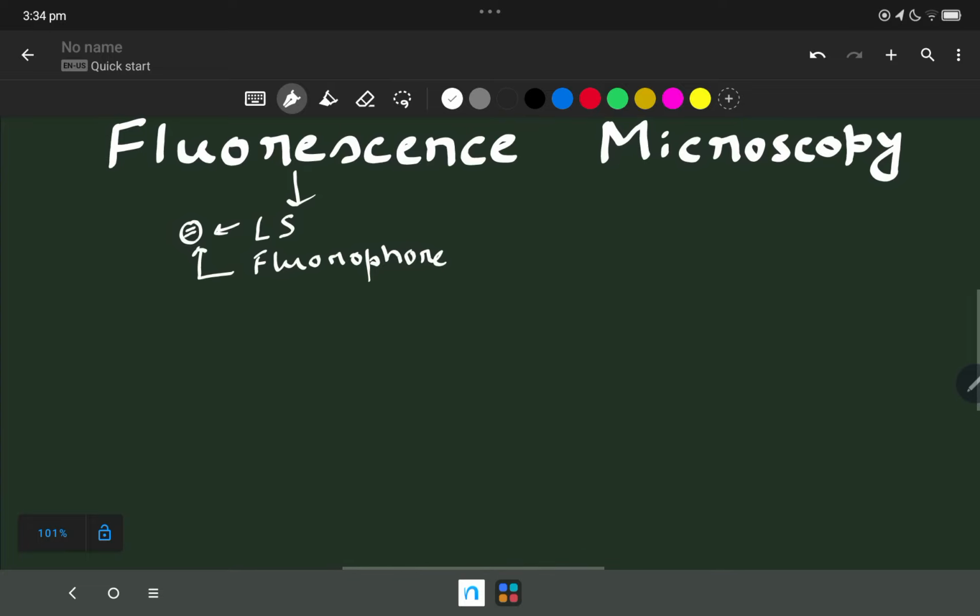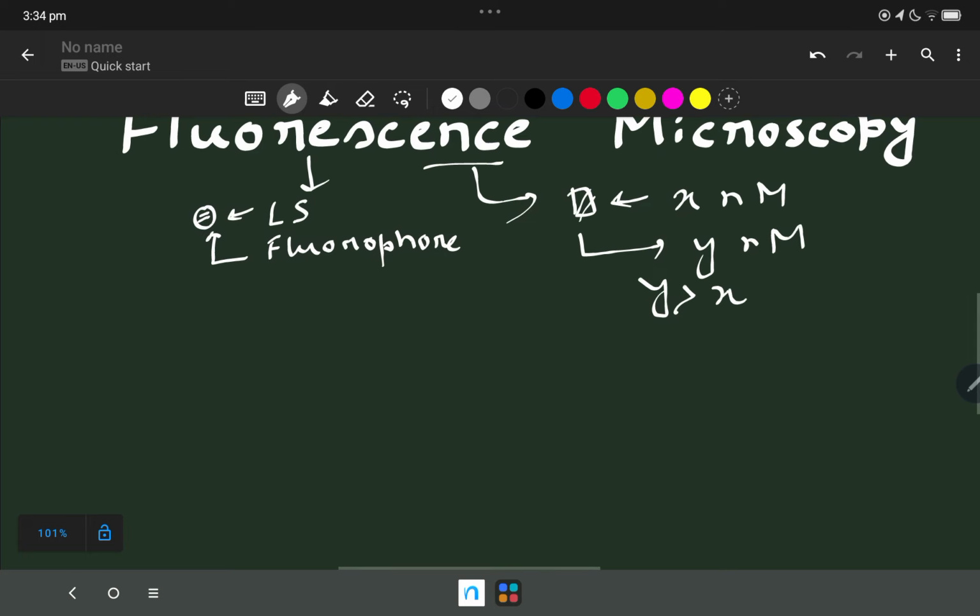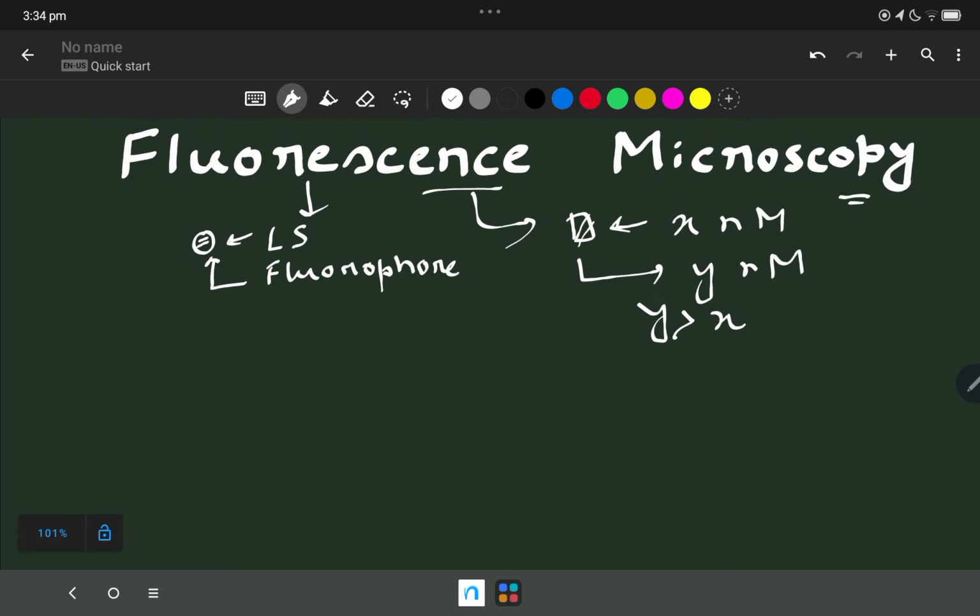So when can you say that fluorescence is happening? Suppose this is an object. It will absorb a specific wavelength of light, suppose X, and it will emit a different wavelength of light, Y, and Y will be greater than X. In that scenario we can say that fluorescence is happening. When you watch an object this way in microscopy, that whole setup is called fluorescence microscopy.